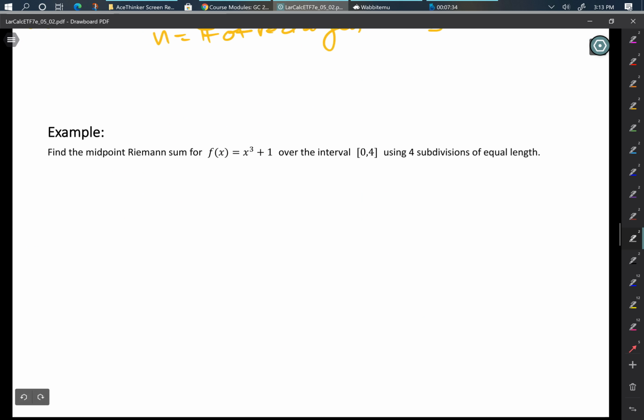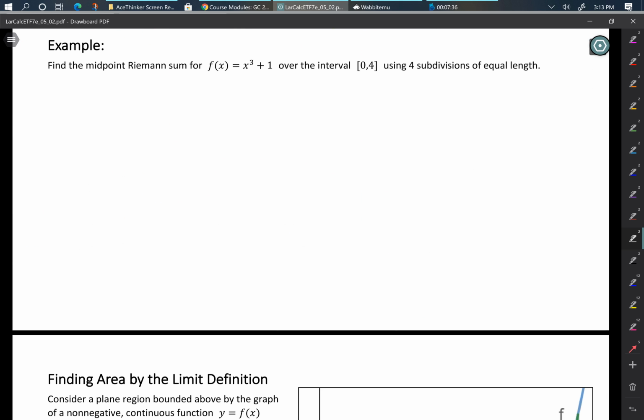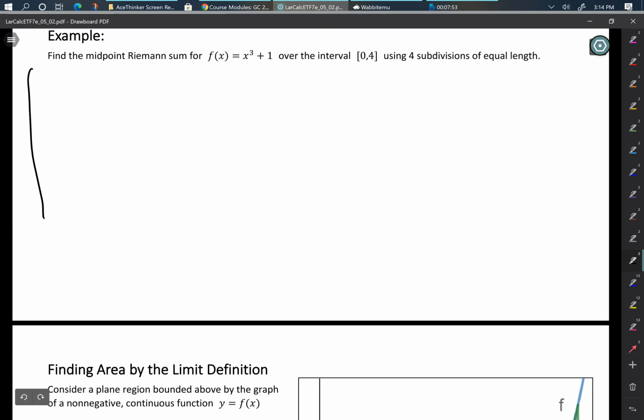So here's another example. Find the midpoint Riemann sum. Riemann is just the fancy name for this idea of doing rectangles. For the function f of x equals x cubed plus 1 over the interval 0 to 4 using 4 subdivisions of equal length. Well, I'm a picture guy, so I'm going to draw this first. I'm going to make a sketch of this thing.